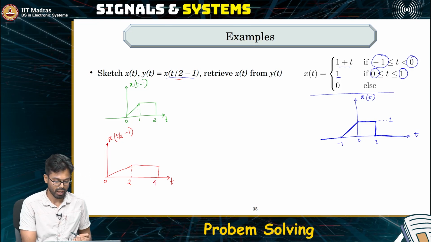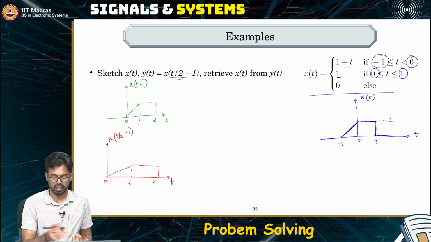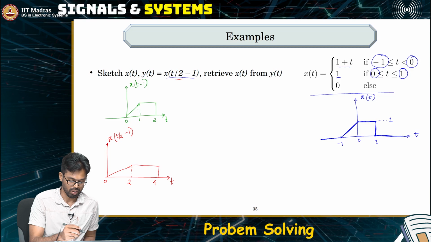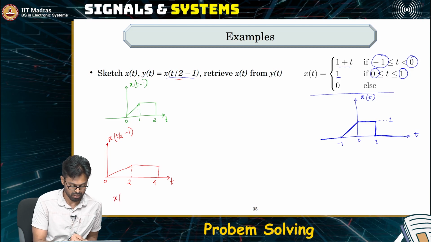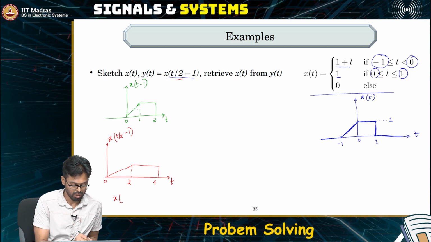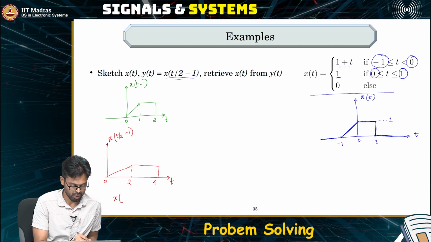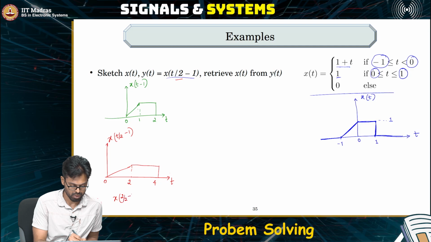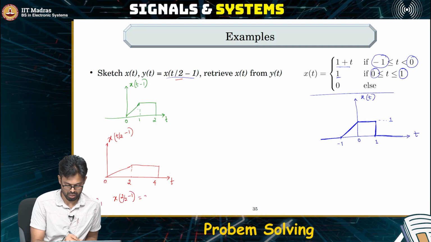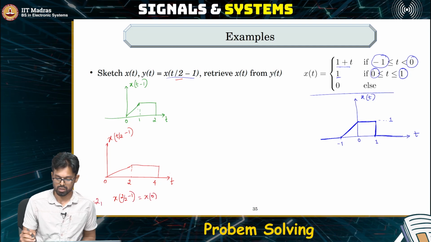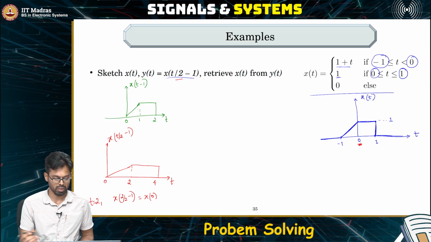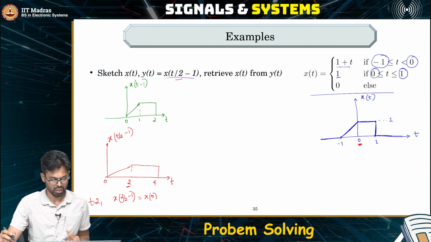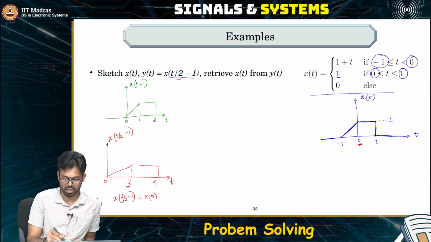And you can map the critical points and see what is happening here. So just plug in, let's say, evaluate x of t by 2 at 2: x of 2 by 2 minus 1, which is equal to x of 0. So as you can see, the critical point 0 got mapped onto 2 here. Now let's do the other way around, the other step that we saw.